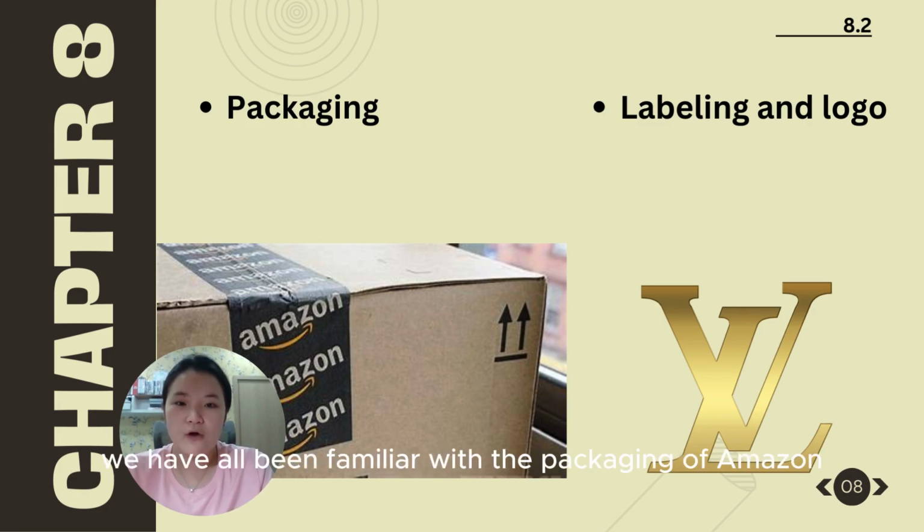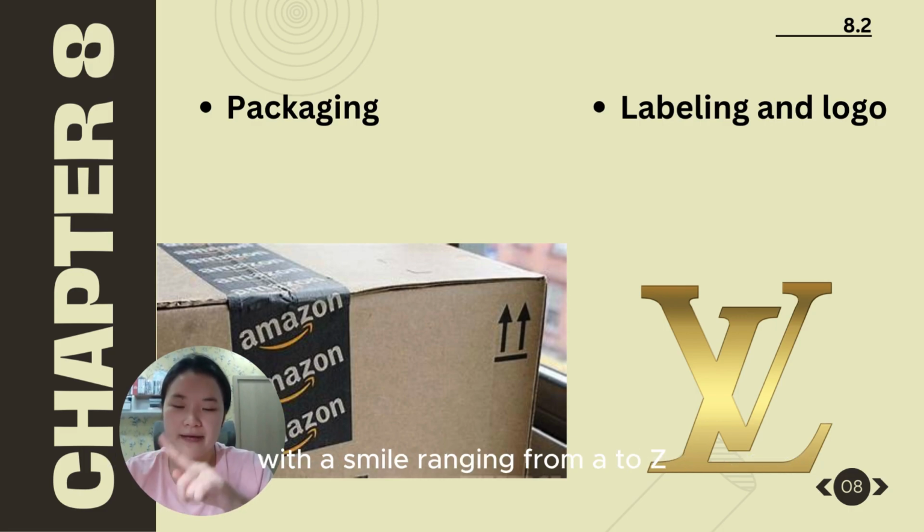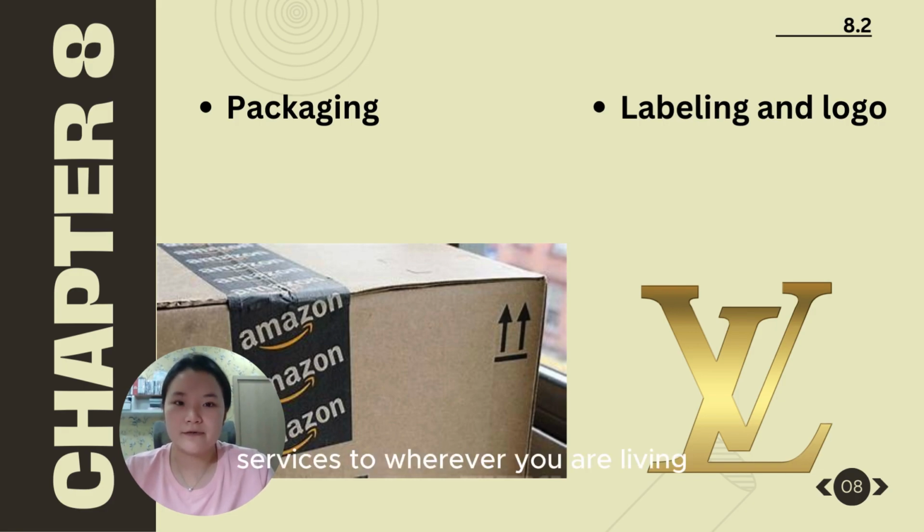For example, we are all familiar with the packaging of Amazon with a smile ranging from A to Z, meaning that it can provide services to wherever you are living with various products. Another example would be Louis Vuitton with the symbol LV. People can easily recognize an LV bag wherever they are through its signature logo.